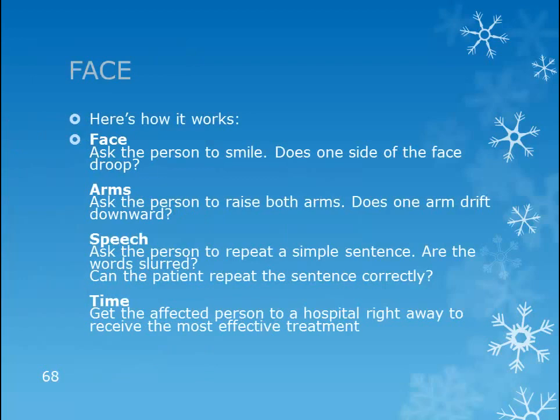Further assessment includes the FACE acronym. Here's how it works. FACE. Ask the person to smile. Does one side of the face droop? Arms. Ask the person to raise both arms. Does one arm drift downward? Speech. Ask the person to repeat a simple sentence. Are the words slurred? Can the patient repeat the sentence correctly? Time. Get the affected person to a hospital right away to receive the most effective treatment.